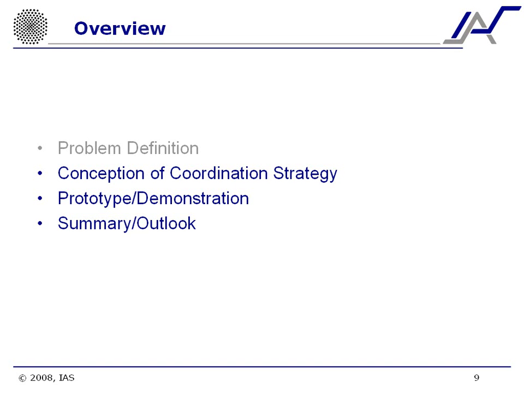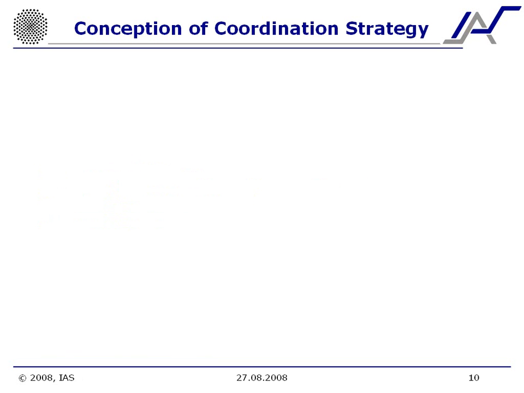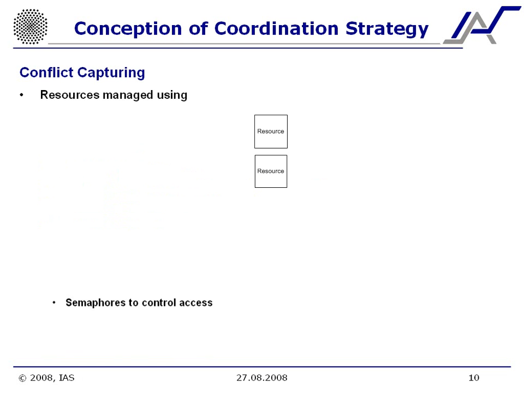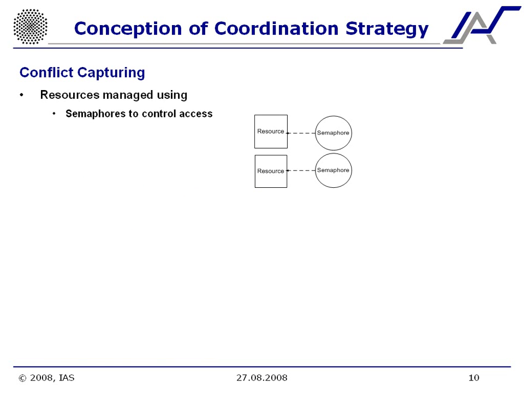Now I'm going to go ahead and talk about the theory behind my coordination strategy. The first part of any coordination strategy is to capture the conflicts. Over here we have multiple resources in the system. These resources are managed using semaphores so that access can be controlled. However, in order to avoid racing conditions, these semaphores are backed up by queues.